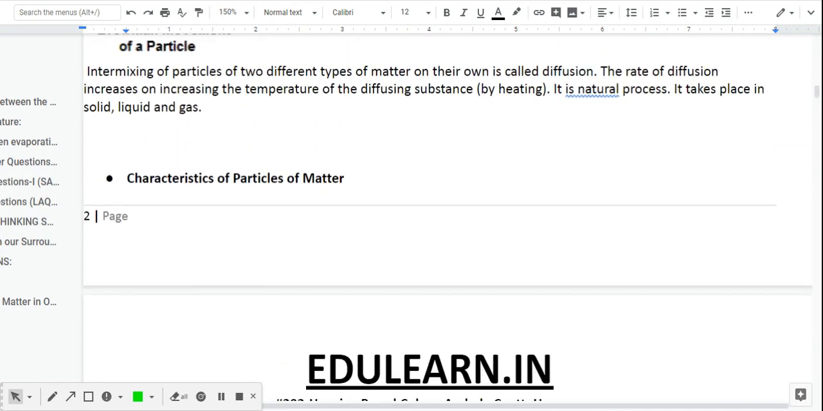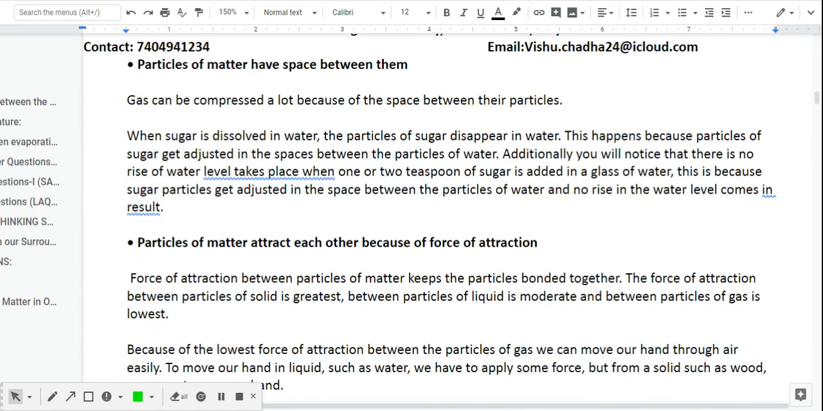Now, characteristics of the particles of matter. This is the first characteristic. Particles of matter have space between them. This I have already explained to you among solid, liquid and gases. Let's understand. Gas can be compressed a lot because of the space between their particles. We have already understood the differences between the solid, liquid and gases. So let's take an example.